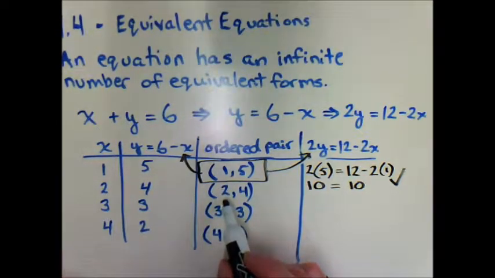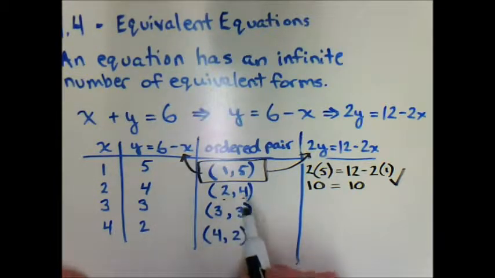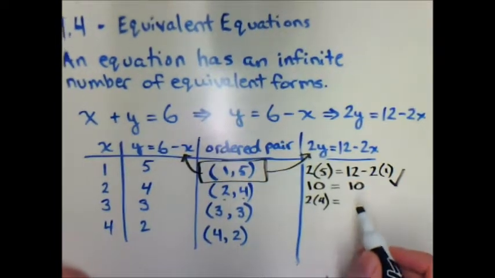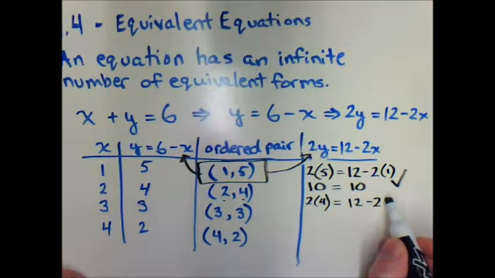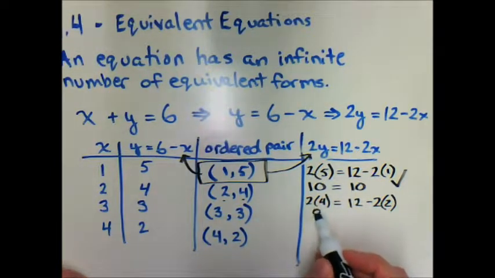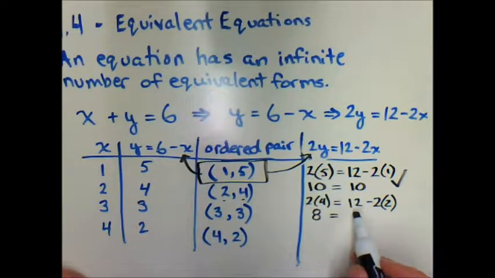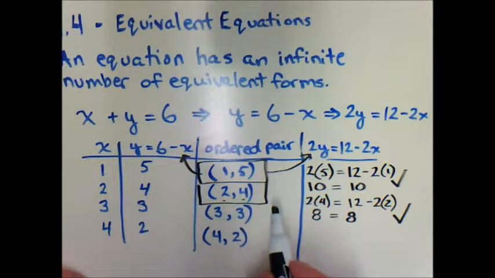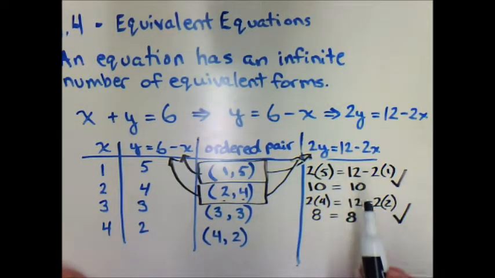All right, let's see what happens when we put in the x value of 2 and a y value of 4. So we have 2 times 4, and we're hoping that it's going to be equal to 12 minus 2 times x, which is 2. So on the left side, 2 times 4 is 8. And on the right side, 2 times 2 is 4. 12 minus that 4 is 8. This is still true, so we know that the ordered pair 2, 4 satisfies our original equation as well as the equation that we multiplied every term by 2.